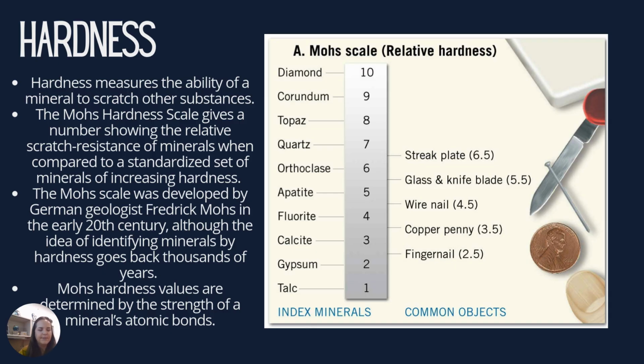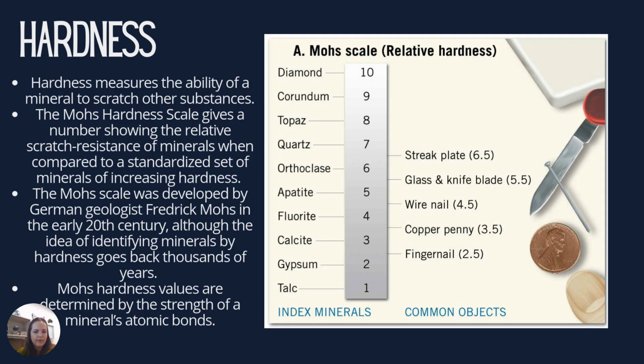All right, so first up is hardness. Hardness is the measure of the mineral's ability to scratch or not scratch other substances. So it's essentially the robustness of a mineral against other objects. And so we use something called the Mohs hardness scale, which gives us a scale from 1 to 10 to rank our minerals. And so we use a few different tests.